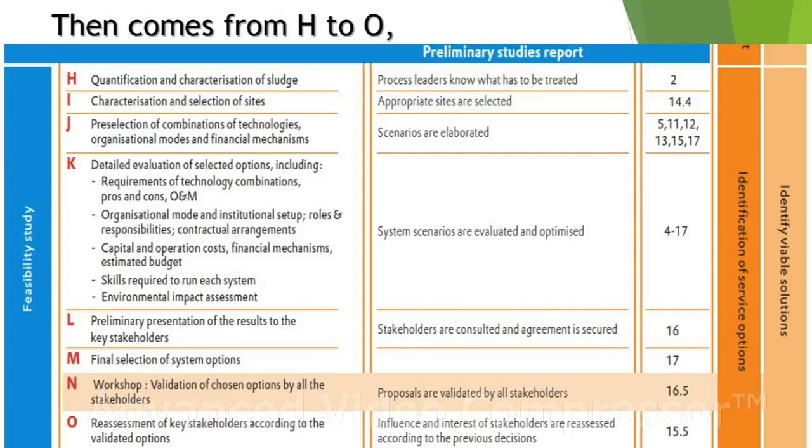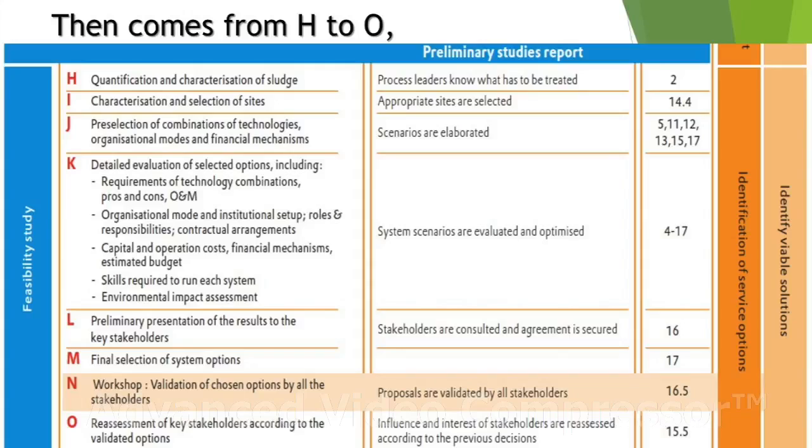After that, we'll move to next slide, in which we'll discuss feasibility study. In this, different activities are mentioned here. The H, quantification and characterization of sludge. The outcome will be process leader know what has to be treated. Then comes characterization and selection of sites. Corresponding outcome will be appropriate sites are selected. Then comes J, pre-selection of combination of technologies, organizational modes and financial mechanism. Corresponding outcome will be scenarios are elaborated.